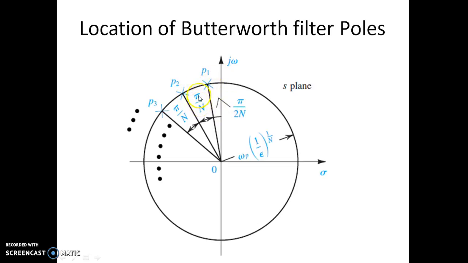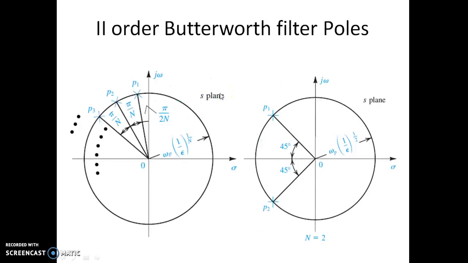So this pi is actually 180 degrees, 180 degrees divided by the order of the filter. So this is how the first pole is located from the imaginary axis, and the adjacent poles are away by pi by n. The first pole is always located pi by 2n away from the imaginary axis.